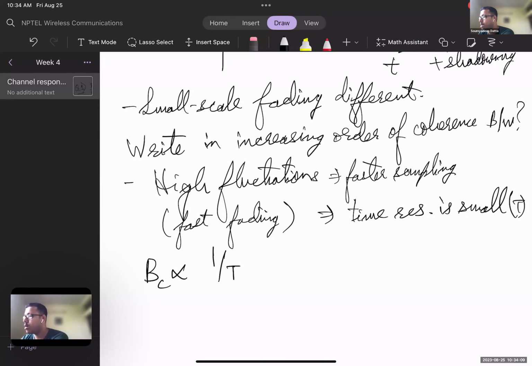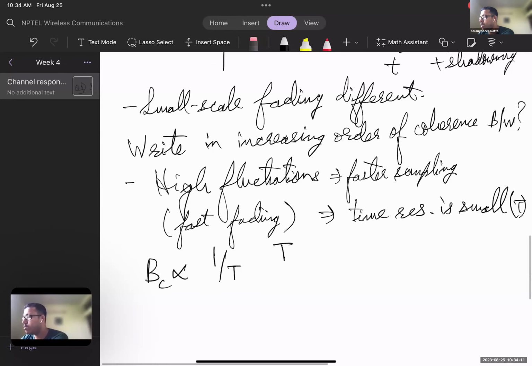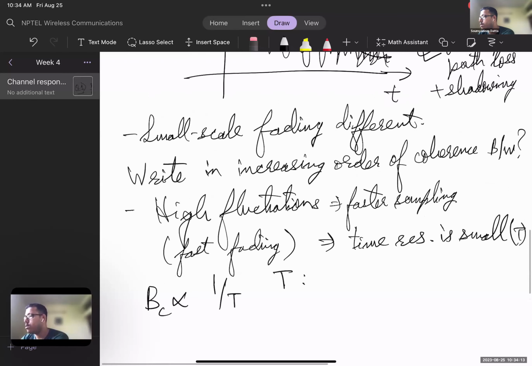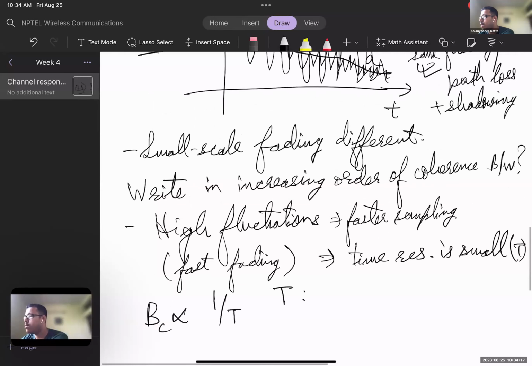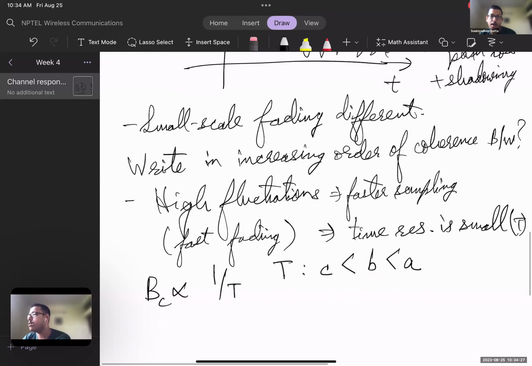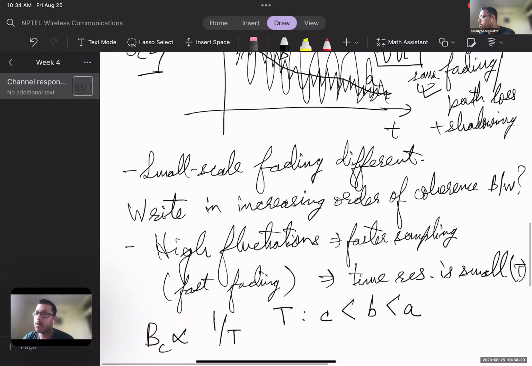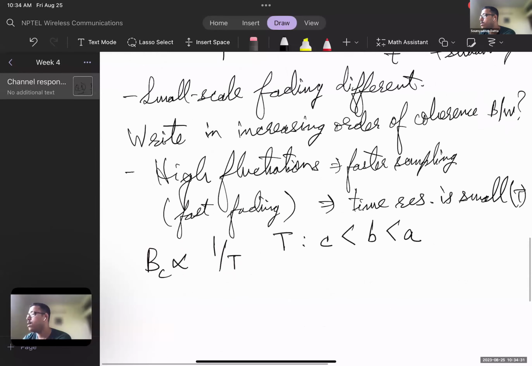So according to time resolution, according to T, it's clear that C is fluctuating the fastest. So I have to measure the signal C faster than I measure the signal B, faster than I measure the signal A. Because A is fluctuating slowly, I can afford to measure A at longer intervals of time.